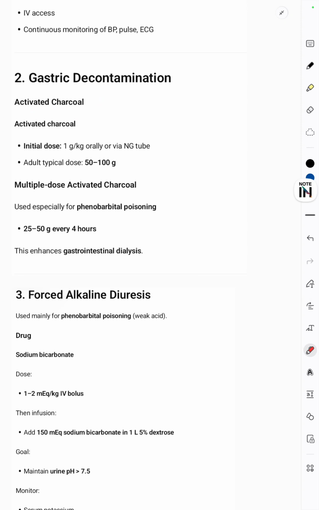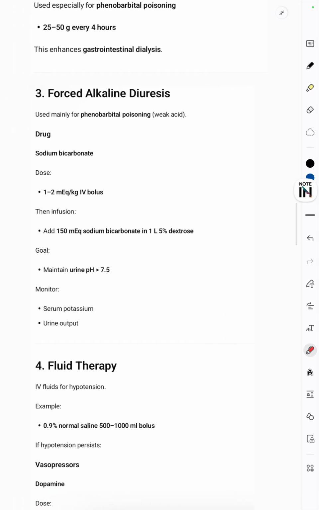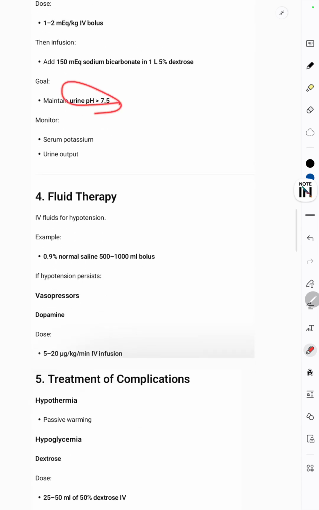The typical adult dose is 50 to 100 grams. Multiple doses can be given, especially for phenobarbital poisoning, that is 25 to 50 grams every 4 hours. This enhances gastrointestinal dialysis. Then there is something called forced alkaline diuresis. Forced alkaline diuresis is used mainly for phenobarbital poisoning, which is a weak acid. The drug used for this is sodium bicarbonate, and the dose is 1 to 2 milliequivalents per kg IV bolus. Then maintain the urine pH of more than 7.5.